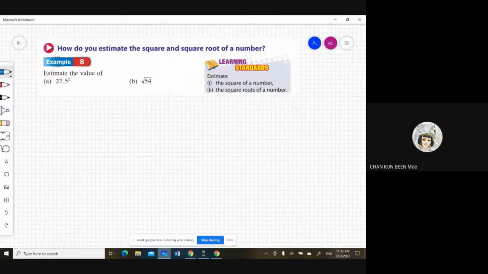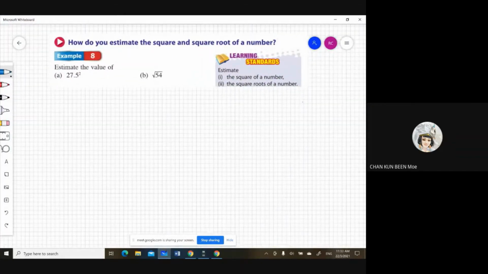Okay, so this is what we are going to learn today. How are you going to estimate the square and square root of a number? If you look at example 8 here, this is in the textbook page 55. First example here, we are going to estimate the value of 27.5 squared, the square of a number.